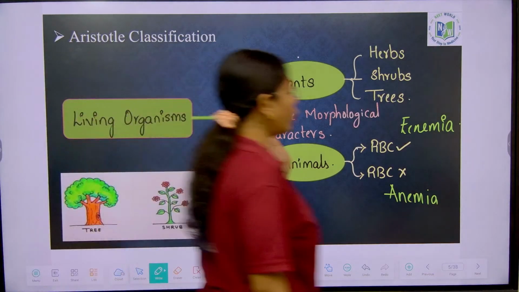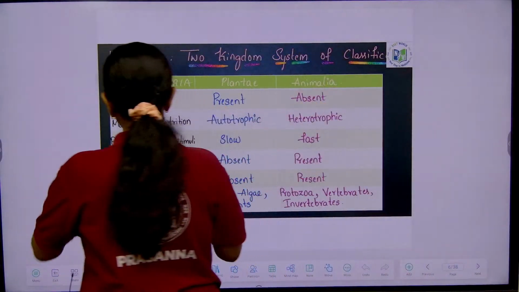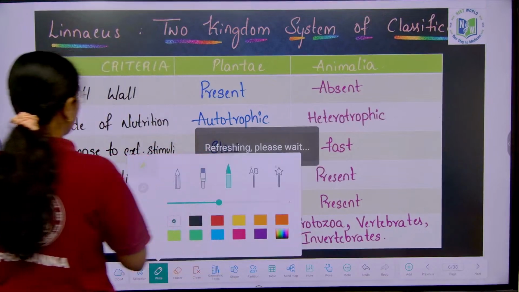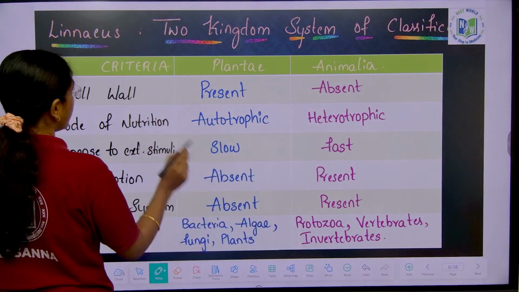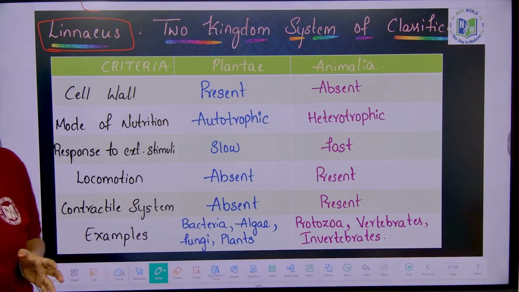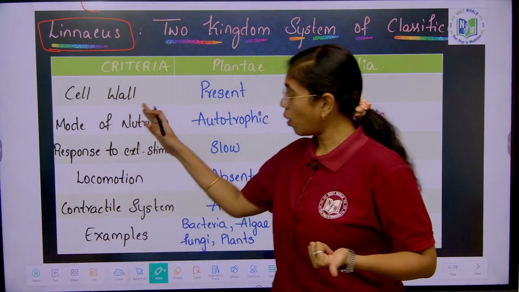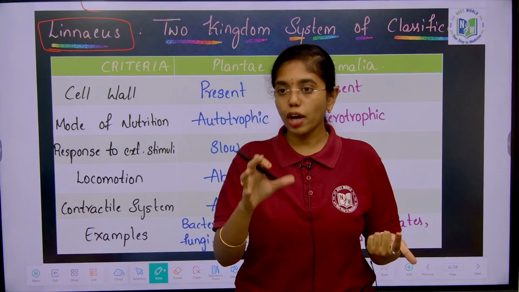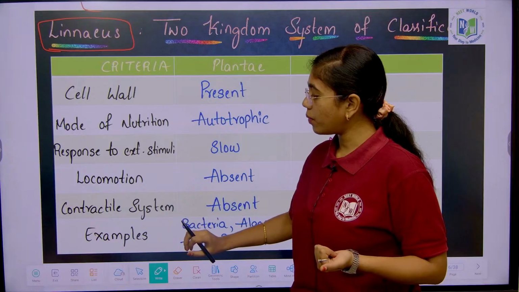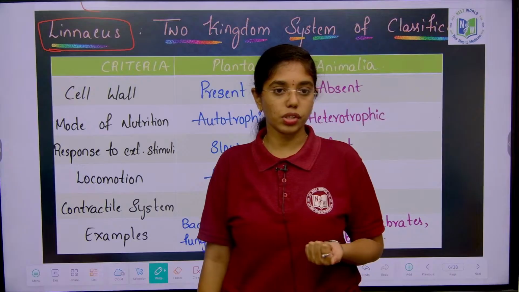Now, we will move on to the 2 kingdom system of classification. The 2 kingdom system is proposed by Carolus Linnaeus, wherein many criteria are considered by him. Linnaeus considered many criteria like cell wall, mode of nutrition, an organism's response to external stimuli, locomotion, and contractile vacuoles. All these are the criteria of the 2 kingdom system of classification.